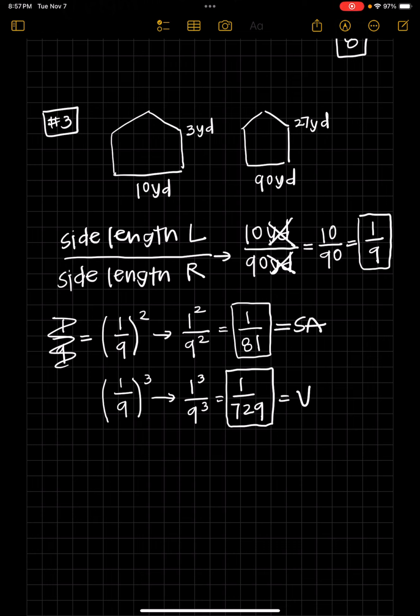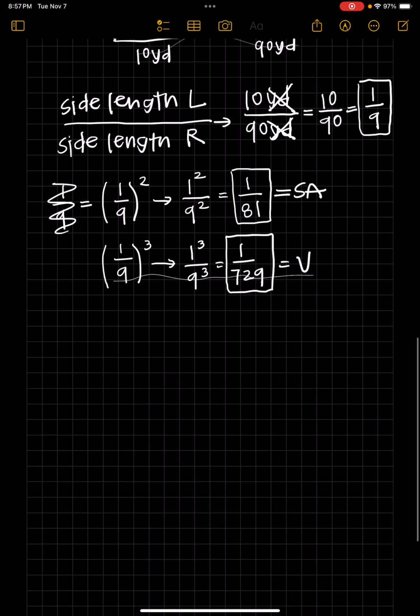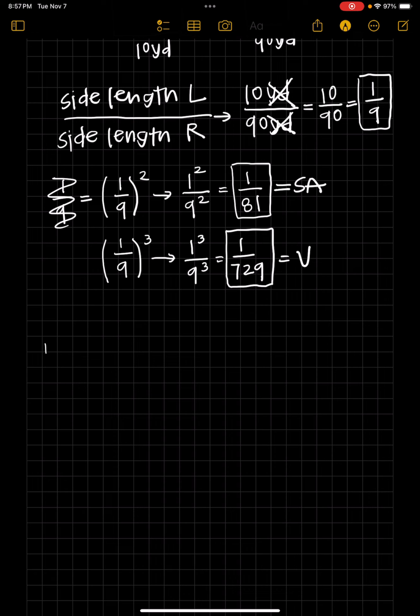Okay, so that's how we find the ratios of surface area and volumes, given that we already had a scale factor. Now, in this last example, we're going to take it one step further.